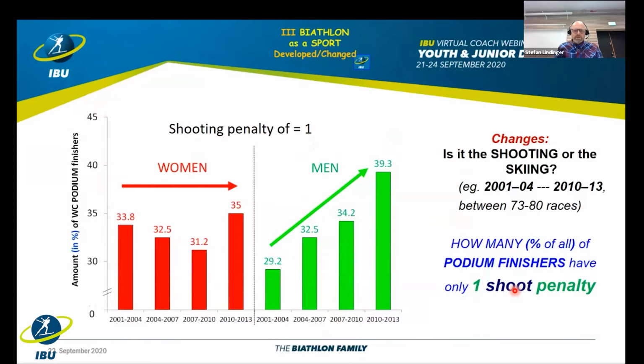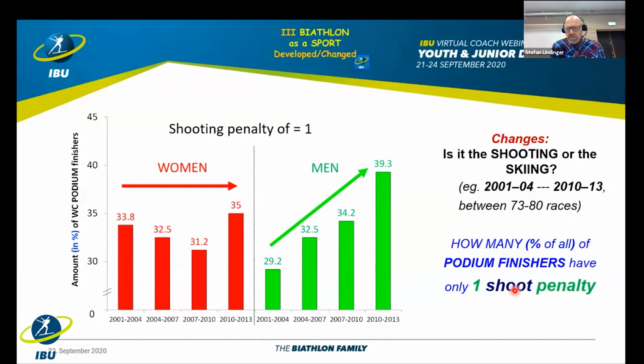Very interesting is also, as I said, it's not fully up to 2020 because I didn't have time to look into those data more. It's a bit older slide, but it is interesting just to see it. We see here over all those years from 2001 to 2013, in women and men, the percentage of World Cup podium finishers. In women, on the left side with the red bars, this is stagnation, so to say. In men, we have a very big increase from 29 to 39%.